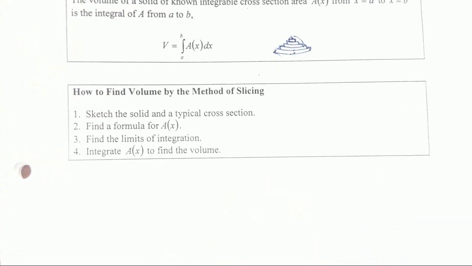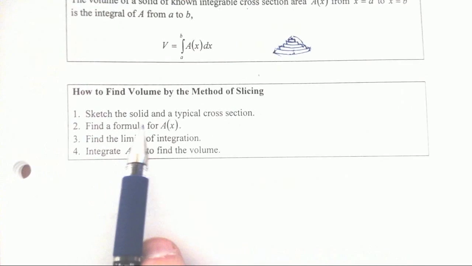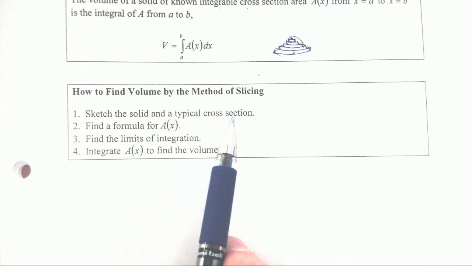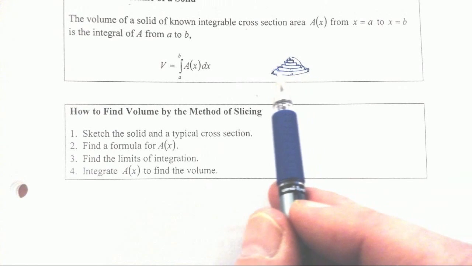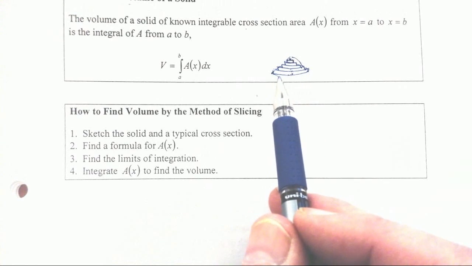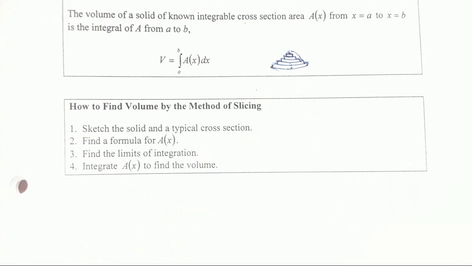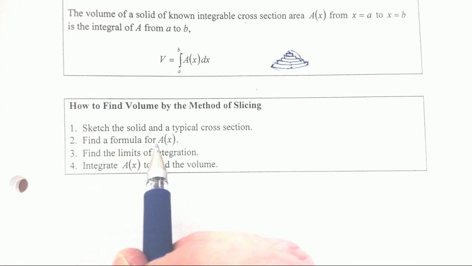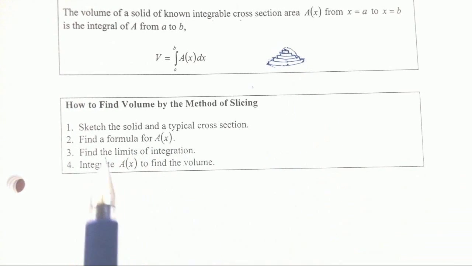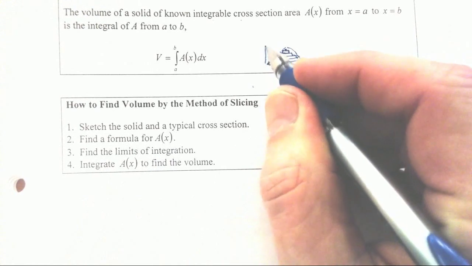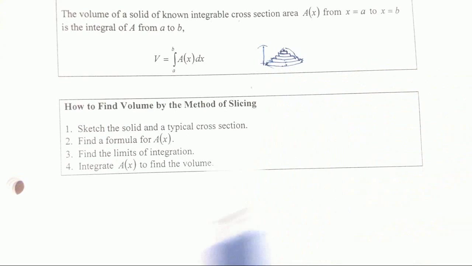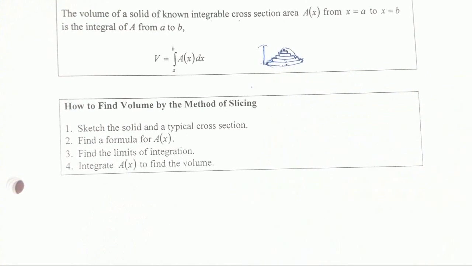So how to find the volume? By the method of slicing. Sketch the solid and a typical cross-section. A cross-section would be a circle here, just a circle of this disc. Find a formula for the area, in this case of that circle. Find the limits of integration. That would be, in this case, how tall this figure is, and integrate the area to find the volume.